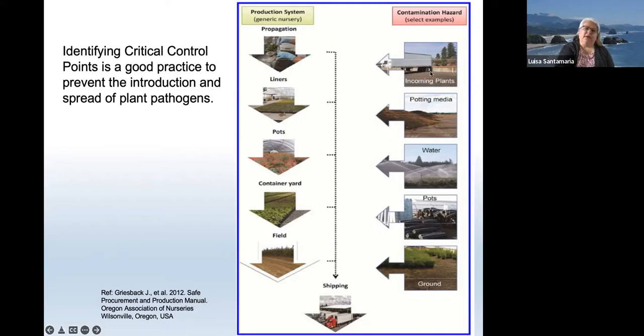So on the right, we have all the potential areas where we can get infected plants: from incoming plants, from potting media, from water, from pots that haven't been cleaned and sanitized correctly, or from the ground. There are several soil-borne pathogens there. If we don't consider that, we can have the risk of moving them to our production system, from the liners, pots, or container yards and fields. And then eventually all these plants will go for shipping. So we need to consider our risk, where it is high, what our weakness area is, and emphasize there to try to prevent the introduction of new pathogens.